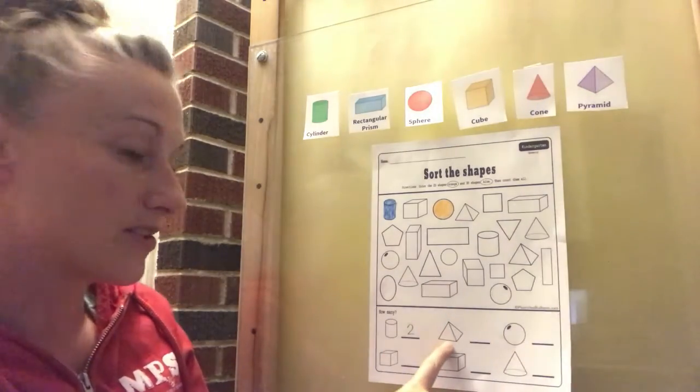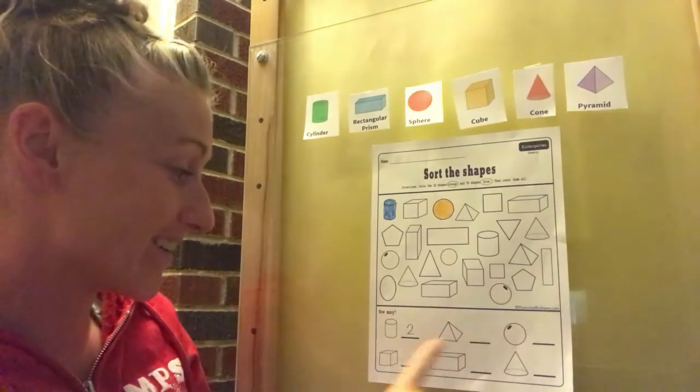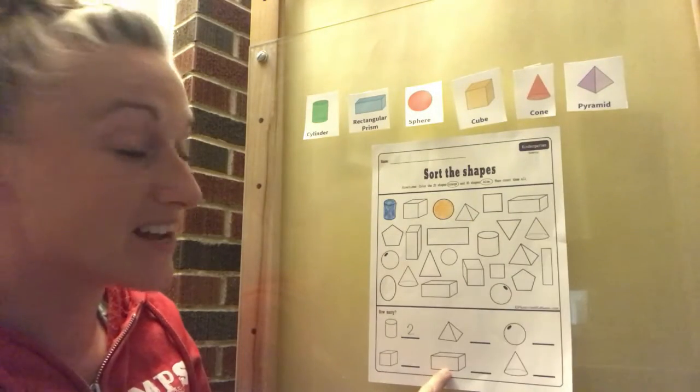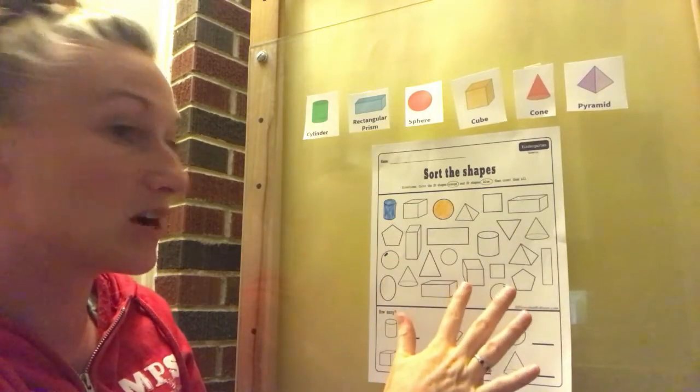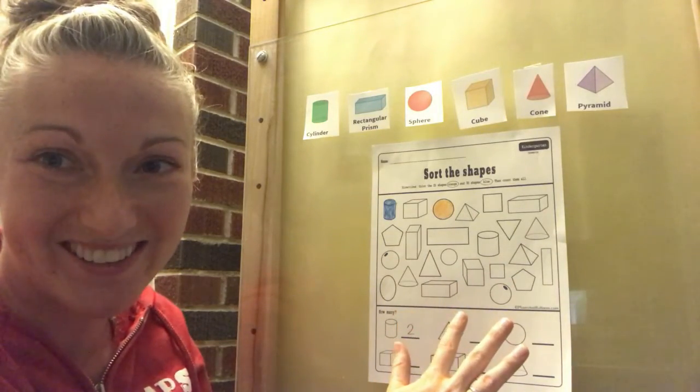And you're gonna do it then for the pyramid, the sphere, the cube, the rectangular prism, and the cone, okay? So you're gonna go back and count how many are in the picture there.